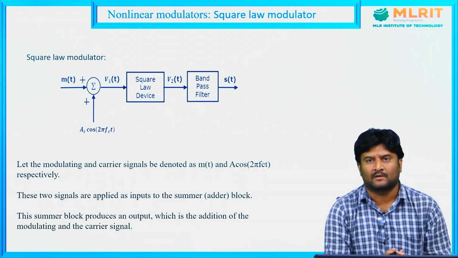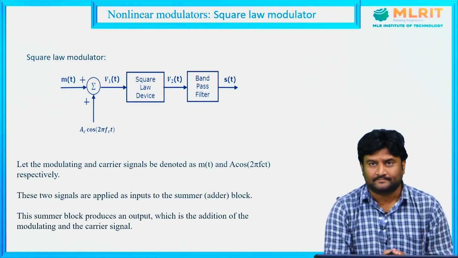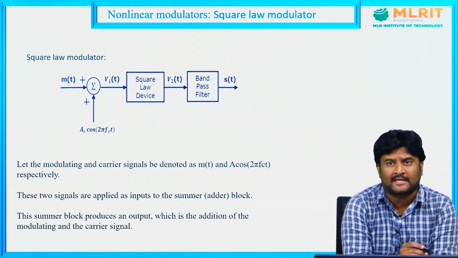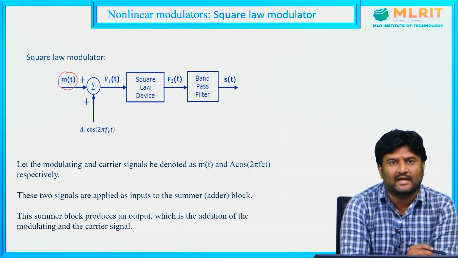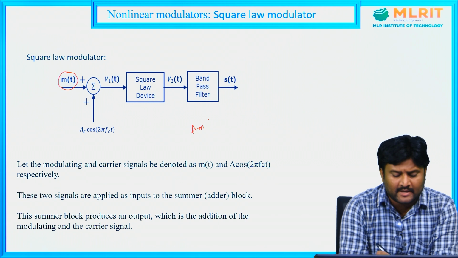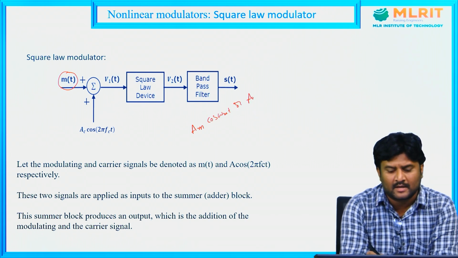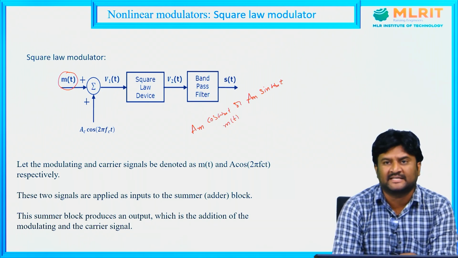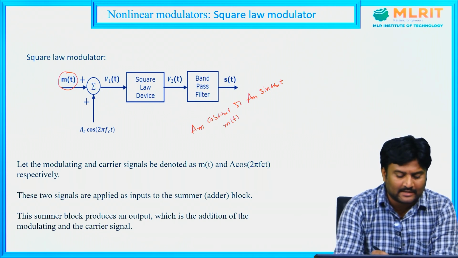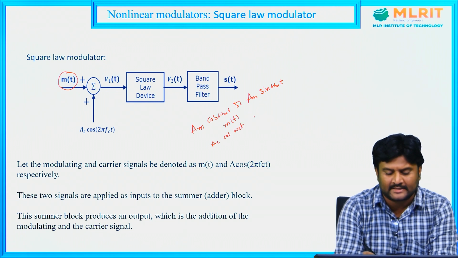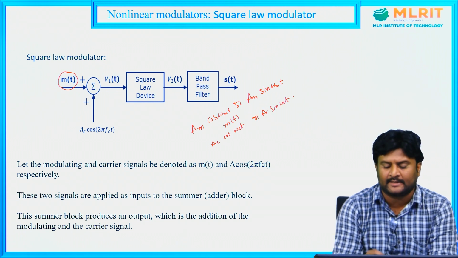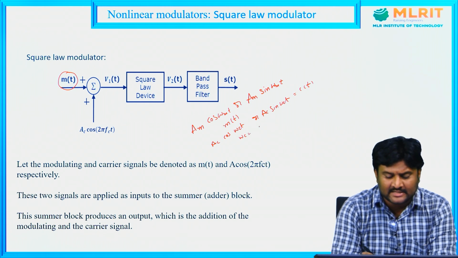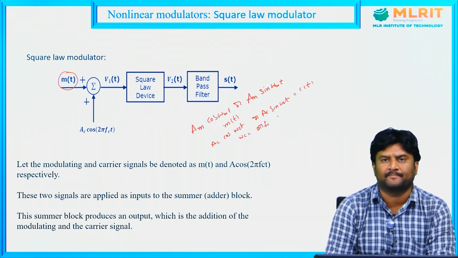The name indicates square law. Here I am taking two signals, because modulation happens with the message signal as well as the carrier signal. m(t) is the message signal. You know very well m(t) can be mathematically represented as Am cos(omega m t) or Am sin(omega m t), the message signal in time domain. And the carrier signal is Ac cos(omega c t) or Ac sin(omega c t), and this is c(t), where omega c is the angular frequency, equal to 2 pi fc.